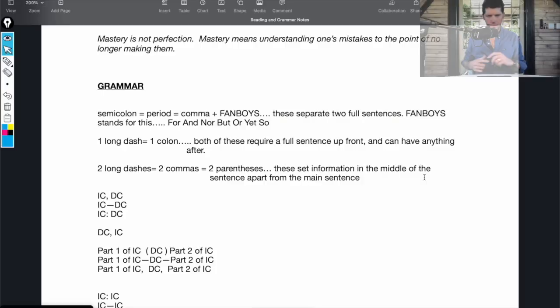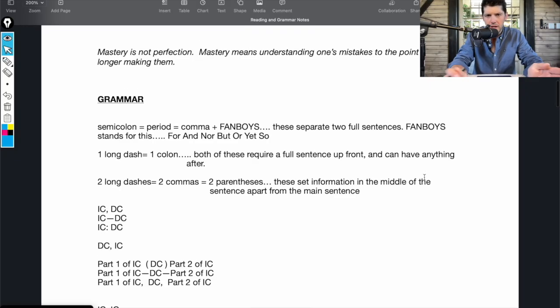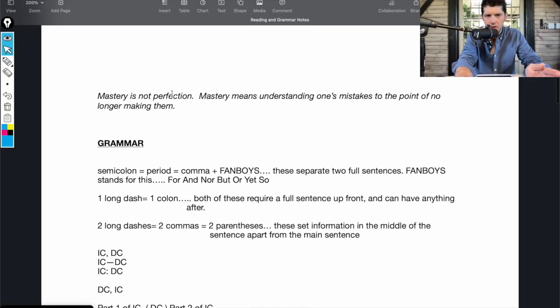Okay, so with that said, let me show you some rules that we're going to be using. I'm just going to lay out the punctuation rules as I consider them. As we begin looking at these grammar notes, we have a little phrase here that I want to bring to your attention. Mastery is not perfection. Mastery means understanding one's mistakes to the point of no longer making them.